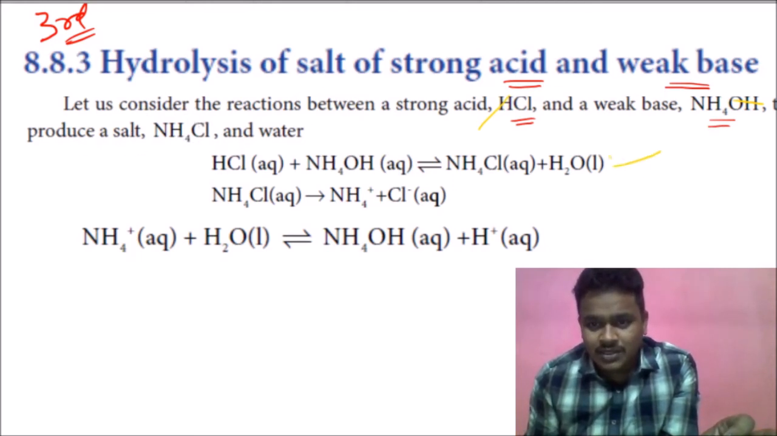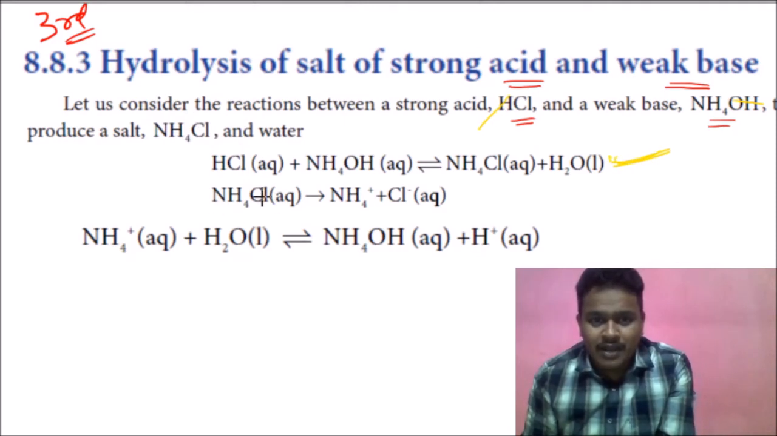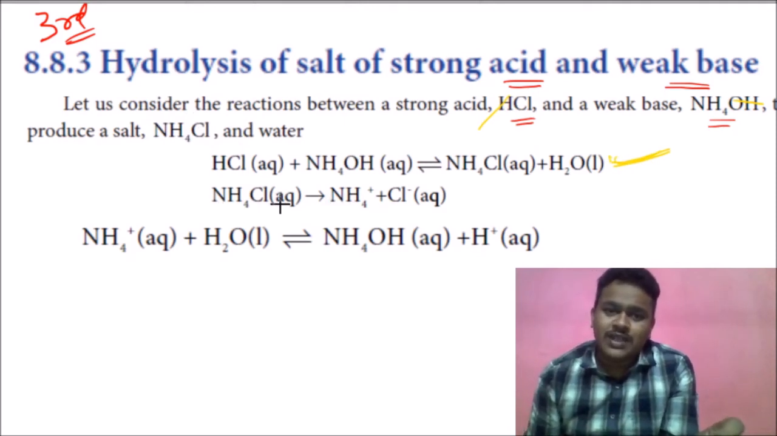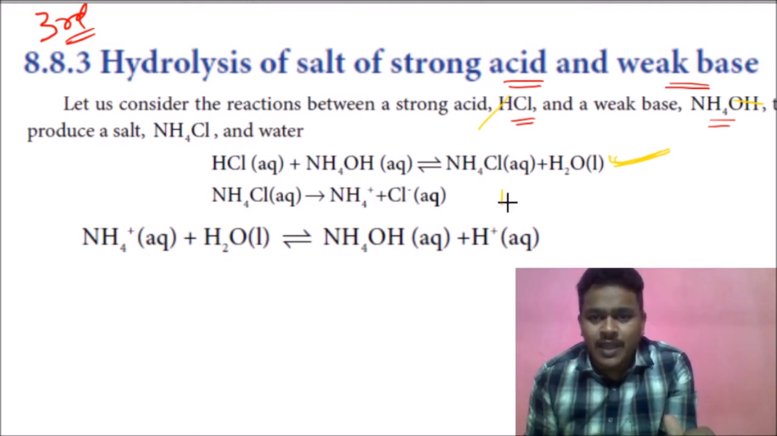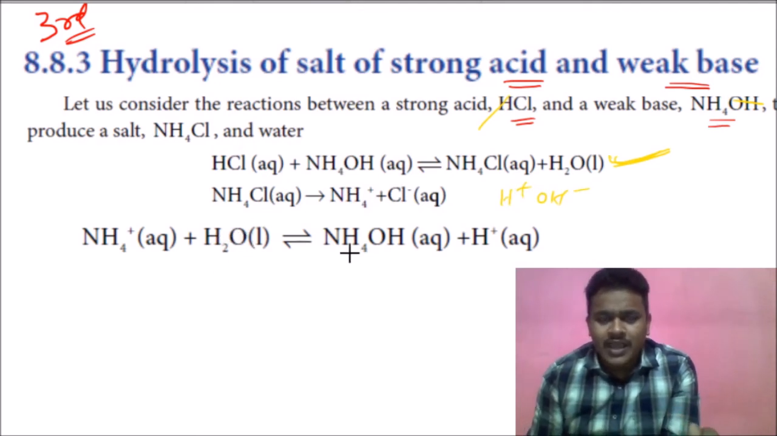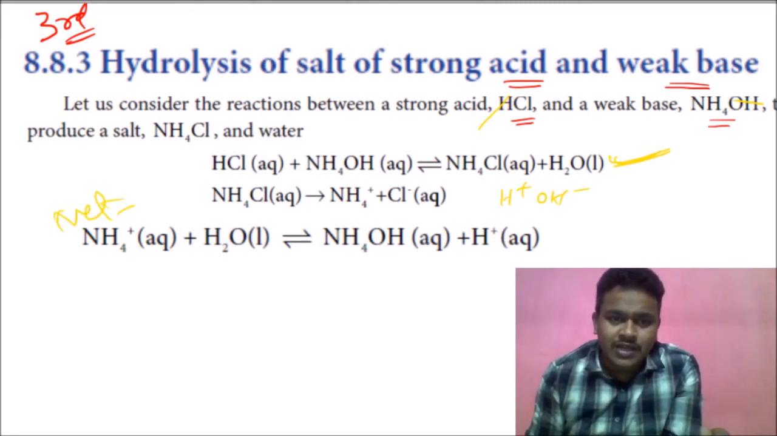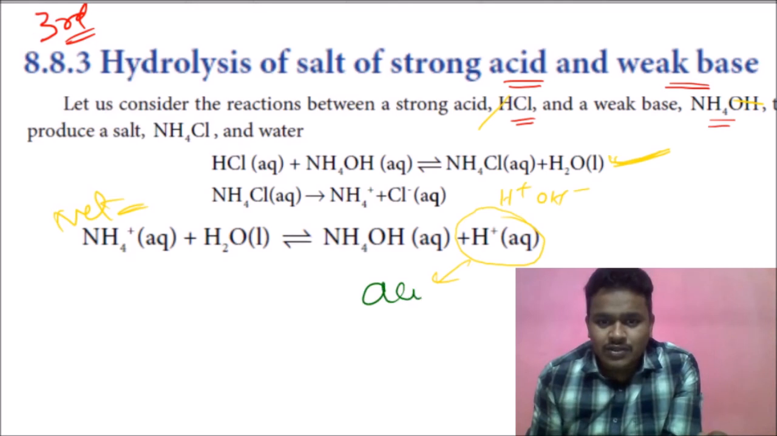This is the equation. This one not required. Now this is important for us. NH4Cl is a salt. How is it dissociated? Completely dissociated, NH4 plus and Cl minus. In the water, these ions are going to mix with the H plus and OH minus. Finally, NH4OH and H plus ions are there. This is the net equation, resultant equation. So in the resultant equation, H plus ions are there. So what is the nature of the solution here? Acidic nature. The nature of the solution is acidic. So obviously, what is the pH?